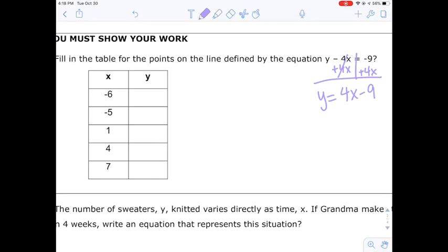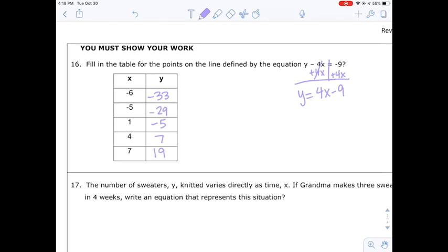So when I go to x of -6, y is -33. When x is -5, y is -29. When x is 1, y is -5. X of 4 is 7. X of 7 is 19.